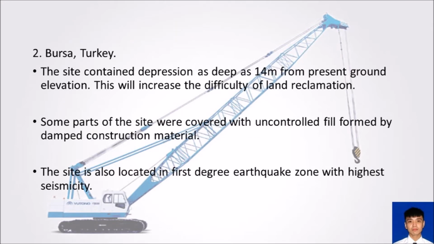In Bursa, Turkey, the site contains depressions as deep as 14 meters from present ground elevation. This will increase the difficulty of land reclamation. Some parts of the site were covered with uncontrolled fill formed by dam construction material. The site is also located in a first-degree earthquake zone with the highest seismicity.